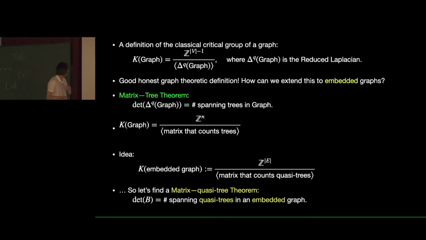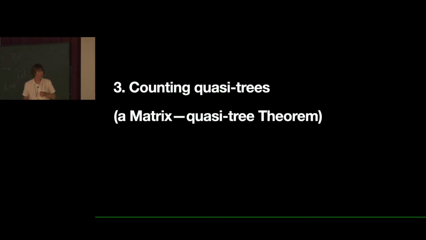So let's find a matrix quasi-tree theorem. So a version of the matrix tree theorem for quasi-trees. So I want to construct some matrix whose determinant will give me the number of spanning quasi-trees. Okay.